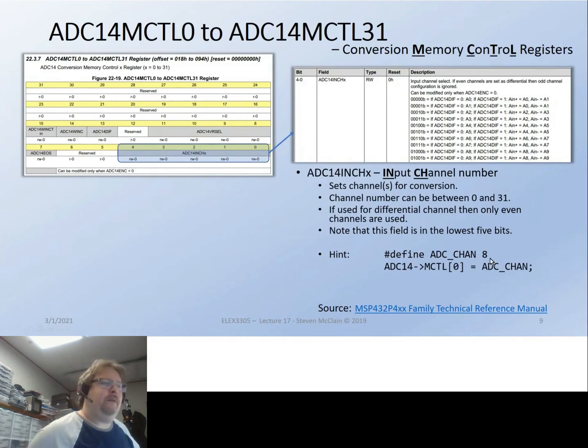You get no magic numbers, right? So do the define. You define joystick X, joystick Y, temperature, whatever, and set the channel number. And then when you go to write it, you can say ADC14 M control, which is this register, and then whichever one you want to change to be that channel. And you can only write to this register with the clutch in, right? Okay. All right.